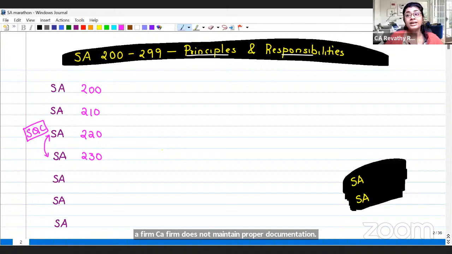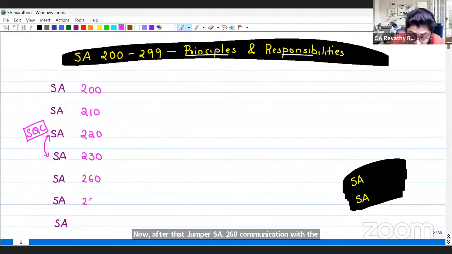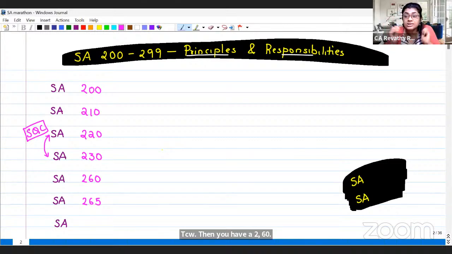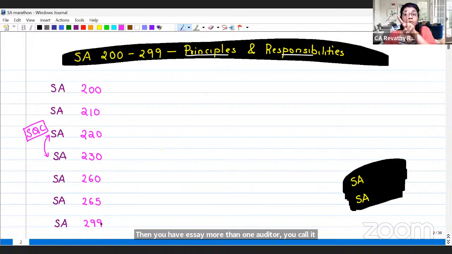After that, SA 260, communication with those charged with governance (TCWG). Then SA 265, internal control deficiencies you have to communicate. Then the standard on more than one auditor, which you call the joint audit, is SA 299.